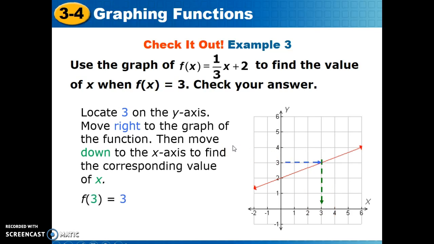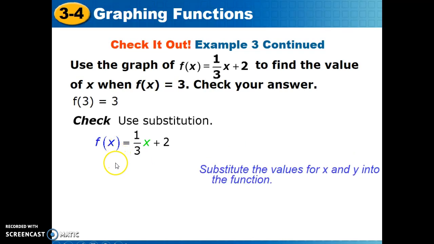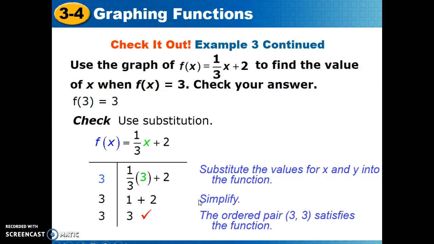Our ordered pair 3, 3 lies on the graph. Check it in the function. We're going to replace y with 3, f of x, which means the same thing. Is that equal to 1/3 of 3 plus 2? Well, 1/3 of 3 is simply 1. 1 plus 2 is 3.